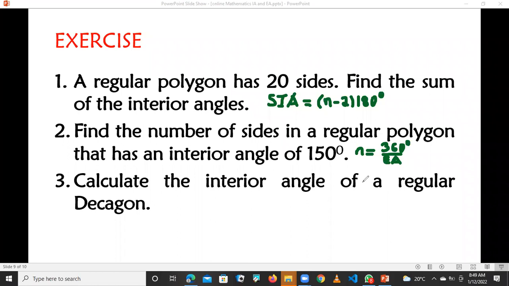But before that, there is something that you do. You get the exterior angle. You have the interior angle. And lastly, calculate the interior angle of a regular decagon. So again here, you have the formula for the interior angle. We know that interior angle is equal to 180 degrees minus the exterior angle.